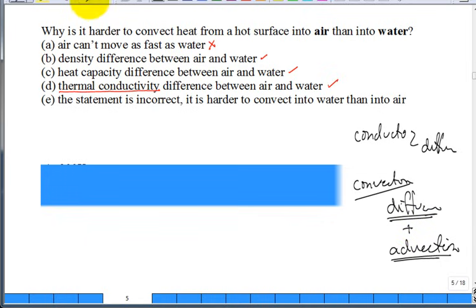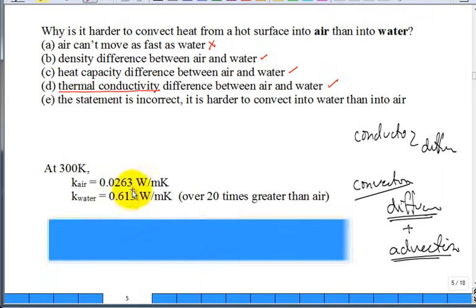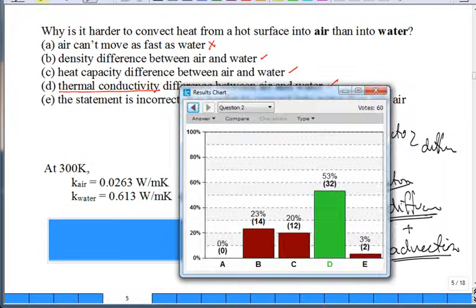So what do I have covered up under this box? At around 300 Kelvin, let's compare two fluids, air and liquid water. Look at the thermal conductivity. Air is 0.0263. Water, 0.6. That's over 20 times greater than air. That's one of the major reasons that it's easier to get the energy into water versus air. Your convection coefficients are going to be larger in water because the conductivity of water is high. Okay, did we grade this one? Yeah, we did grade it.